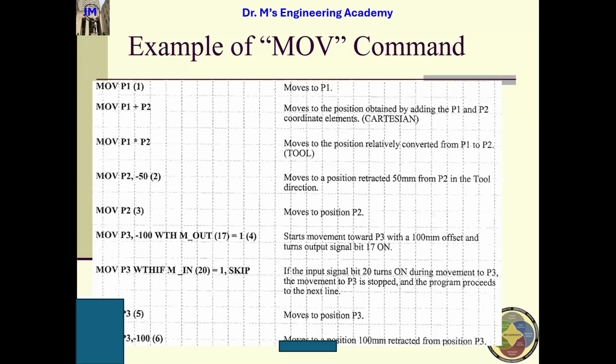And the third one, P1 multiplied by 2: move to the position relatively converted from P1 to P2. So this is in the 2 position, right? So this is in the 2 position. And then Mov P2 minus P50.